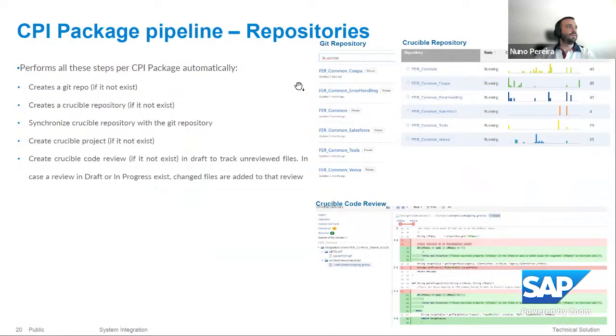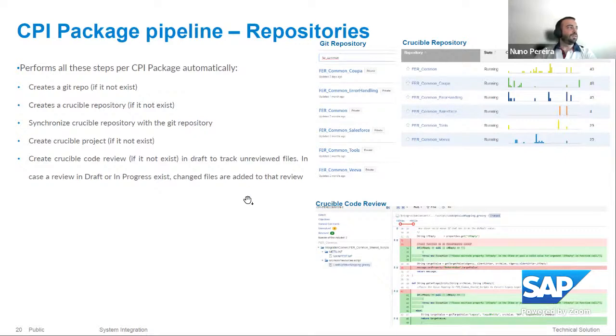So here you can see some more details about how this works. We have a Git repository, and then we have an associated Crucible repository that is synchronized in an automated fashion. We also have here an example of how a code review looks like on Crucible. This looks very handy, especially because you can see the changes from one commit to the other.